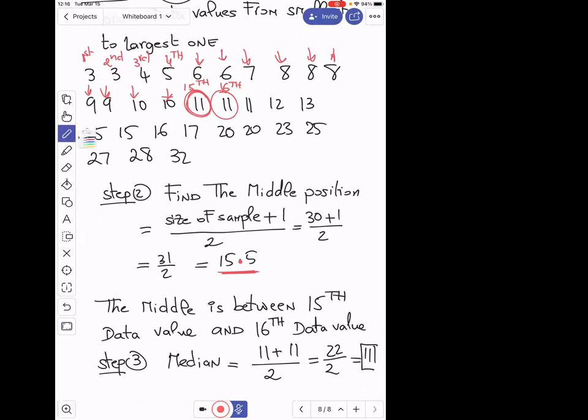Okay. So the middle position, guys, is actually between the two numbers. It's not the 15th position, and it's not the 16th position. The middle is actually between the 15th and the 16th. Right? Any question about the median?